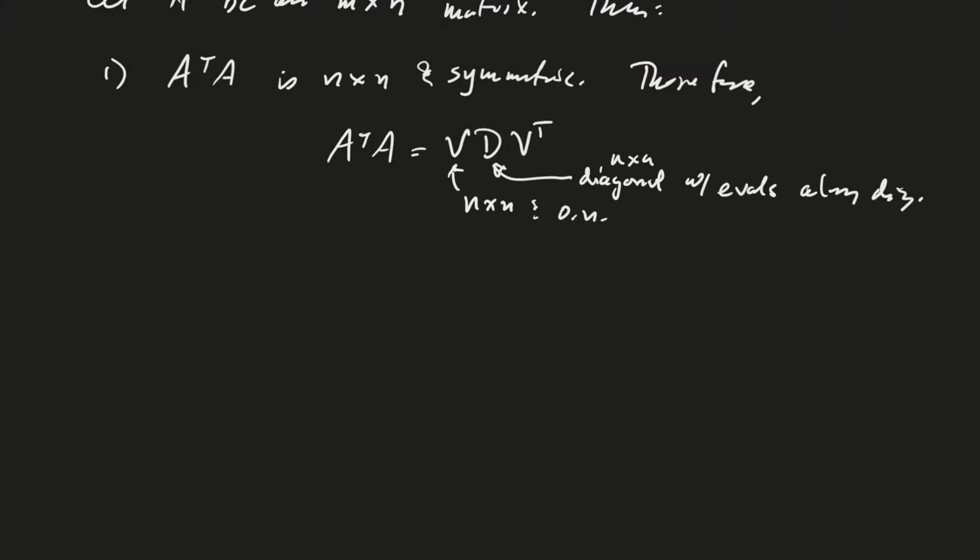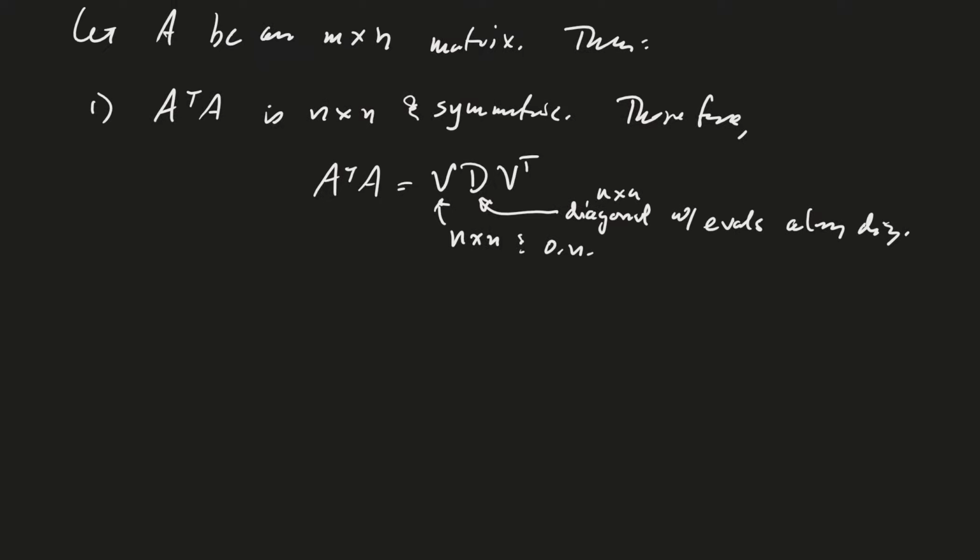Good. And by the way, that's true from the spectral theorem. Good. A A transpose is m by m and symmetric. You can prove that fairly easily. Write the symmetry, because if you take the transpose of the product, it's the product of the transposes in reverse order. This is just a little side note.